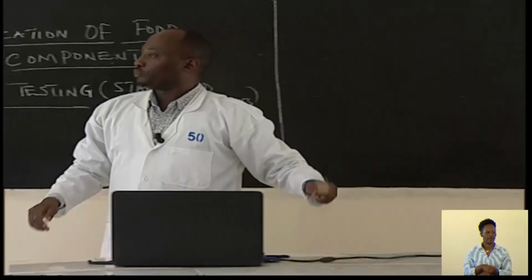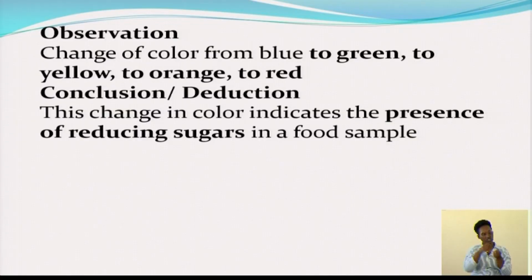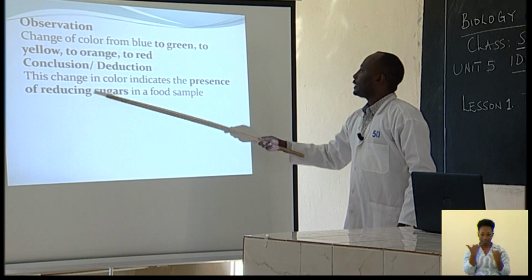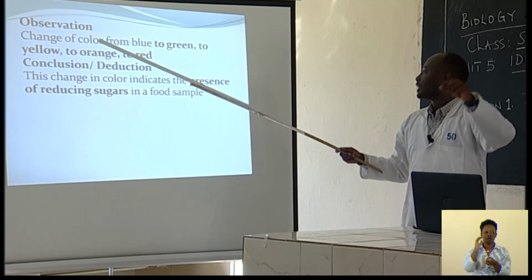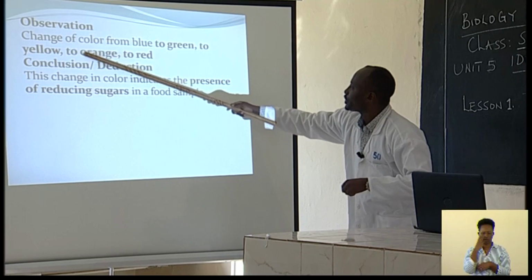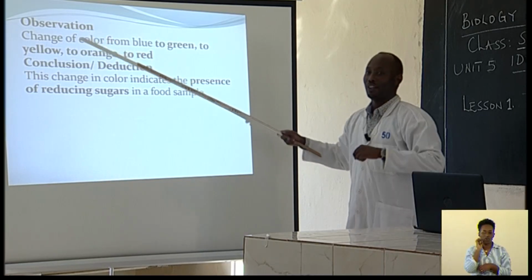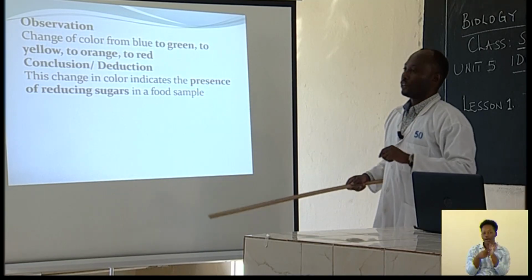Quickly, let's go to our lesson. Change of the color from blue to green, to yellow, to orange. I told you changing of the color depends on the concentration of the glucose present. We are going to make a conclusion and a deduction. This change in color indicates the presence of reducing sugars. We have seen orange color, students, which indicates the presence of reducing sugars.